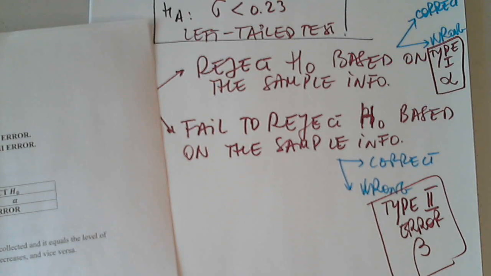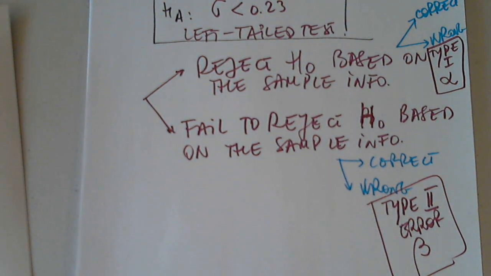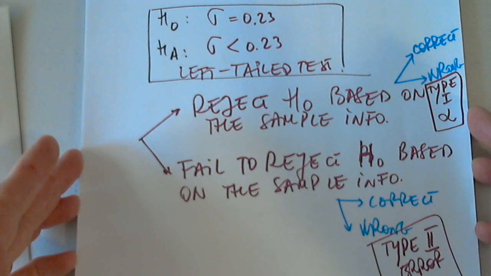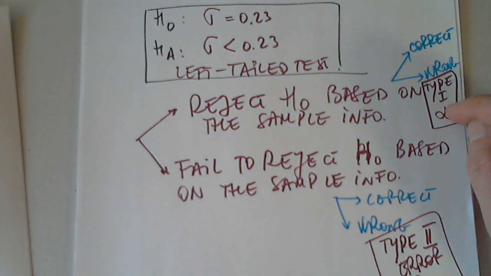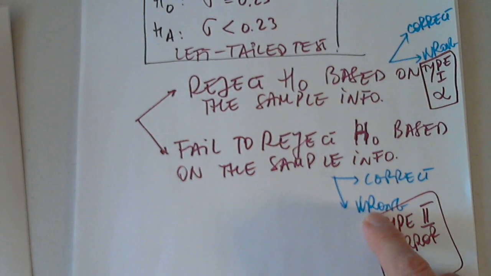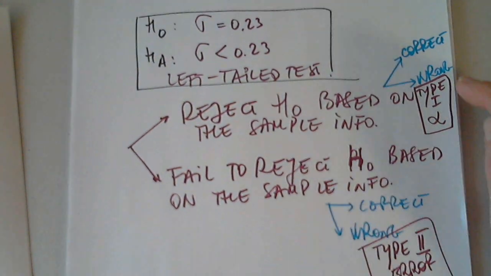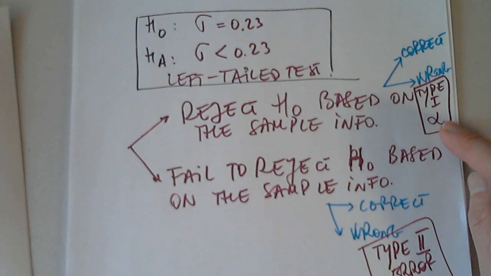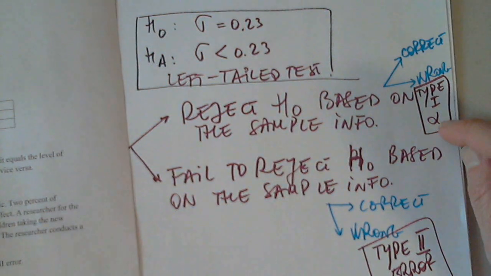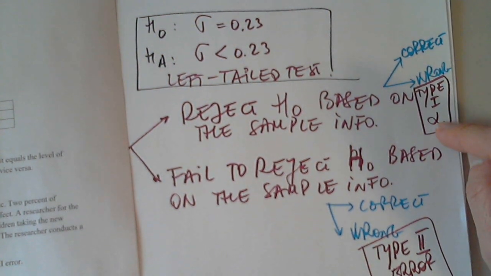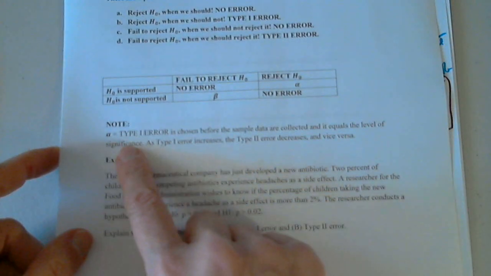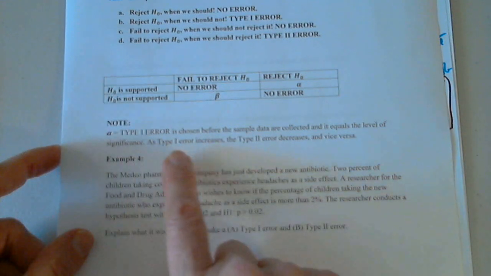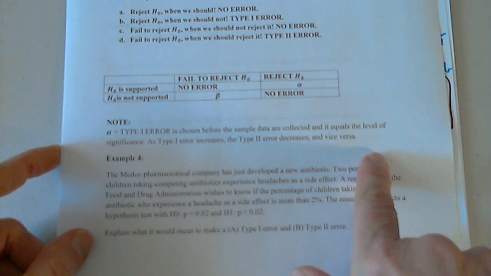Like in life, every time here with the experiment and the hypothesis testing, every time I make a bad decision, if I'm wrong, I make an error. Type 1 error, which is alpha, is chosen by us from the very beginning. It's our level of confidence. It's our level of significance. As type 1 error increases, the type 2 error decreases and vice versa.